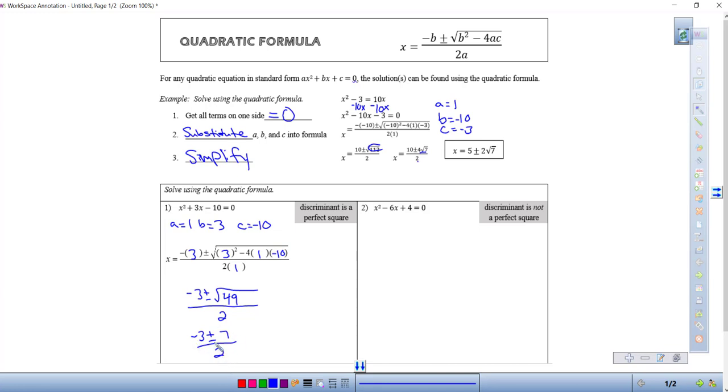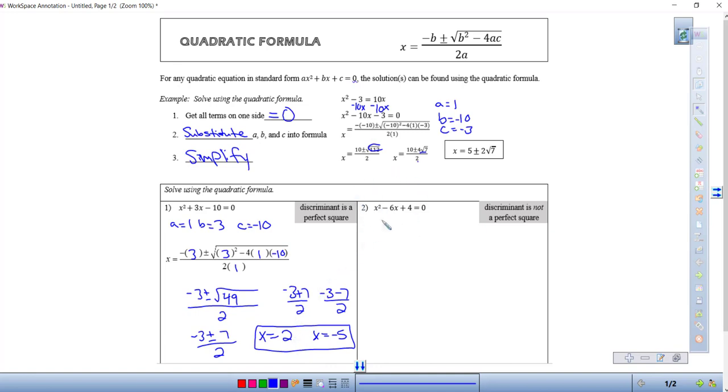When I have all whole numbers here, I'm going to split this up: negative 3 plus 7 over 2 and negative 3 minus 7 over 2. Because I have that plus or minus, it gives me two different answers. So I get x equals, negative 3 plus 7 is 4, 4 divided by 2 is 2. Negative 3 minus 7 is negative 10, divided by 2 is negative 5. So that's my two solutions. Nice whole numbers. When this is a perfect square, we get whole number solutions.